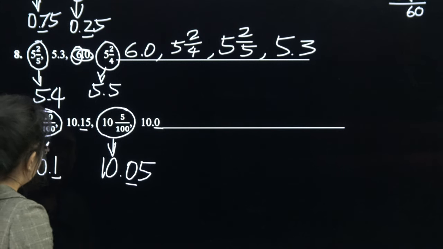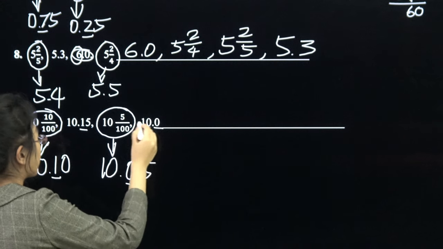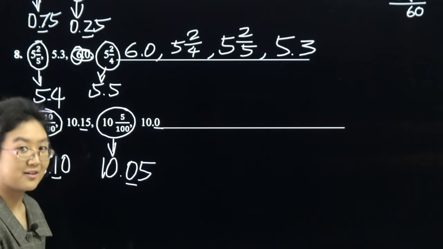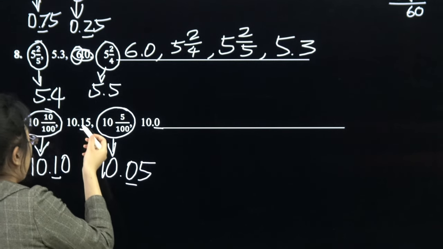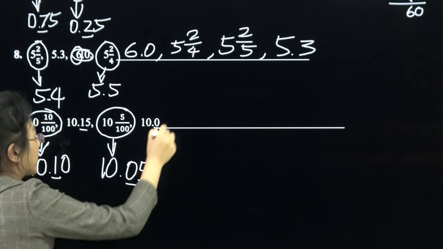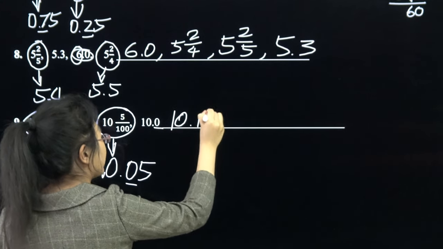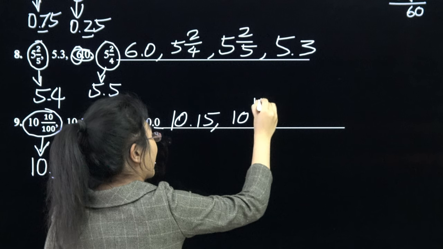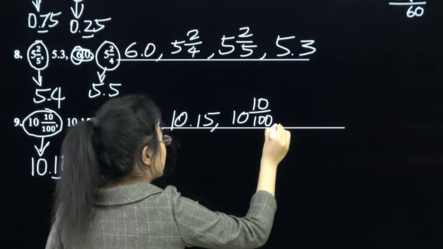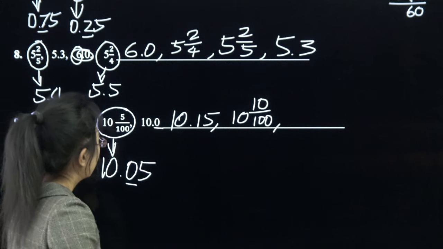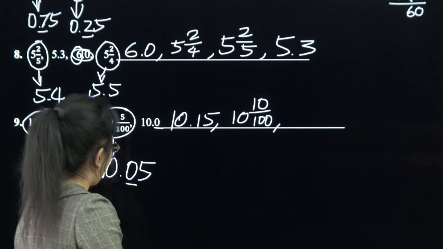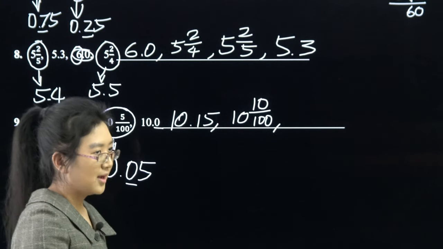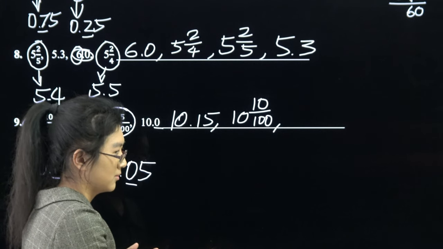Now it's a battle between these guys. So we know that the next digit will have to be a zero because we can't eliminate anything except zero. And zero is obviously smaller than five. So 10.15 is the greatest out of all of these. And then it's 10 and 10 over 100. And then, which one's bigger? Just 10 or 10 and 5 hundredths? 10 and 5 hundredths, because it's just 10 and 5 hundredths. Get it?